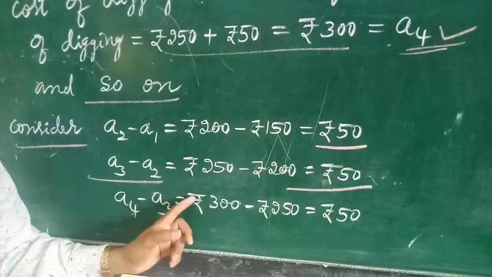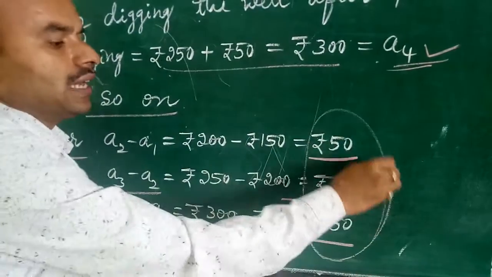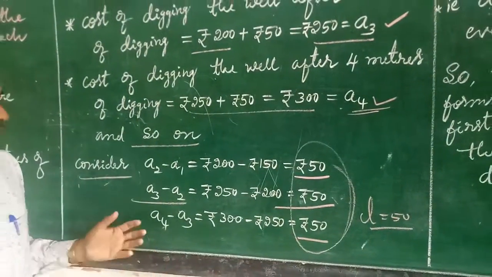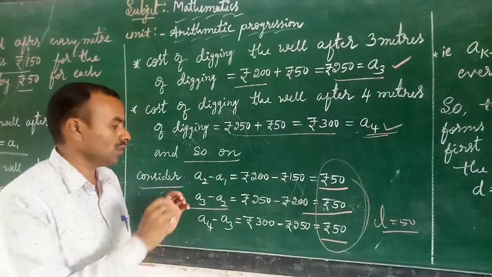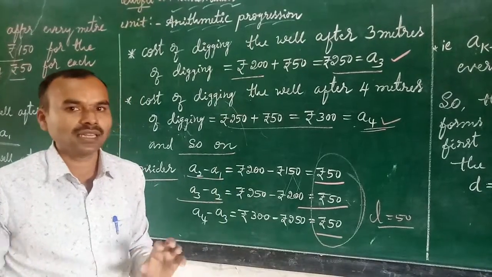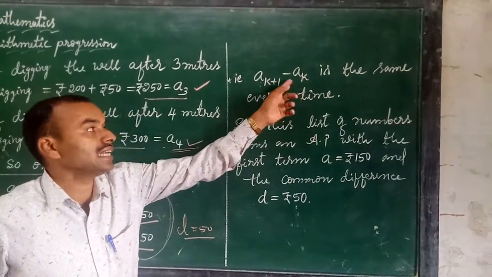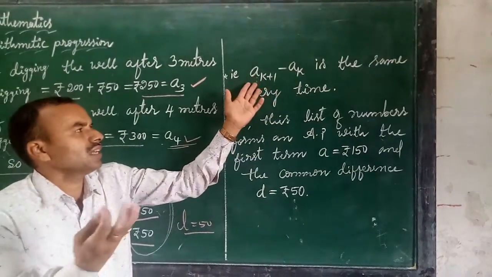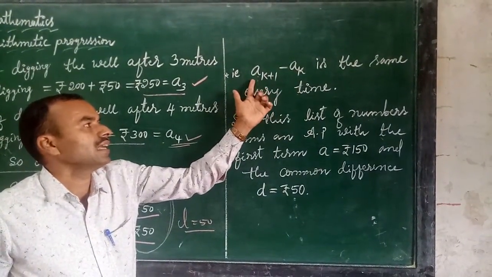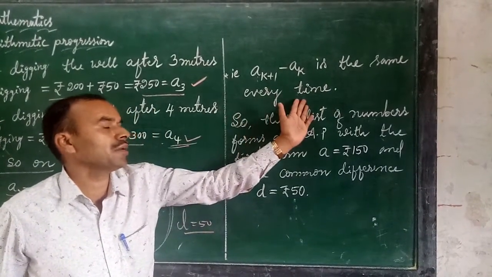A4 minus A3, rupees 300 minus rupees 250, that is 50. Here D is constant, the difference is constant. So we already know that in any situation where the difference is constant, that is an AP. So in general, A(k+1) minus A(k) is the same every time.